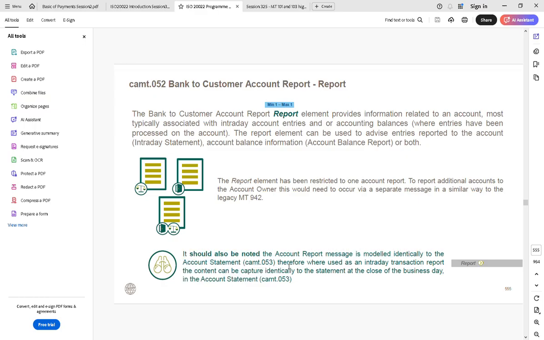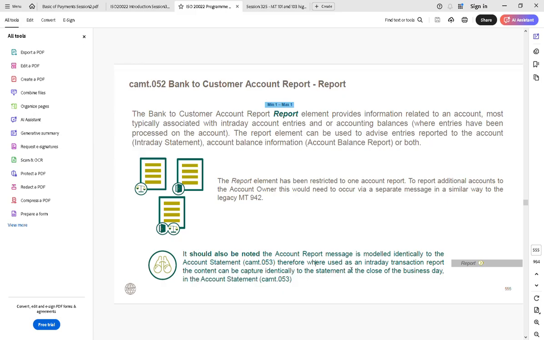CAMT.053 is the account statement. What it mentions: the account report message is modeled identical to the account statement. So it is identical to the account statement of 053. Though we are studying 052, the customer account report, it is also identical to CAMT.053 as well.